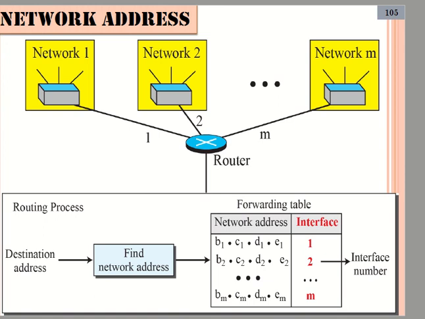As you can see in this diagram, you have a router. This network is connected to the router using interface 1. Your second network, once again with multiple devices connected to it, is connected to the router using interface 2, and similarly the other networks. Whatever connects the network to the router, we call it the network address. Usually that will be the first address in the network.